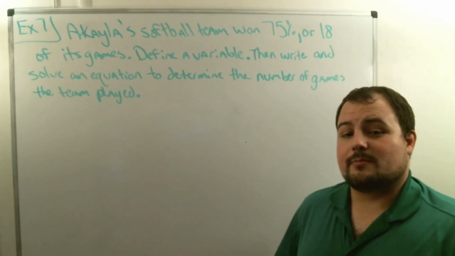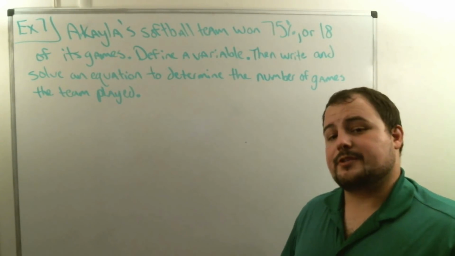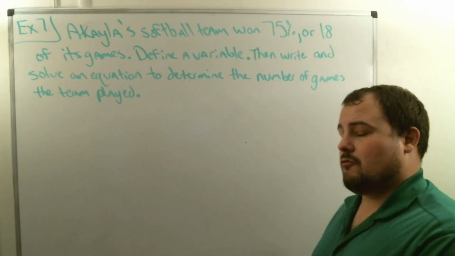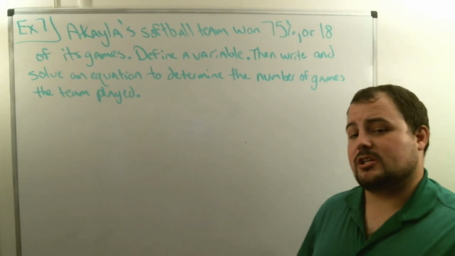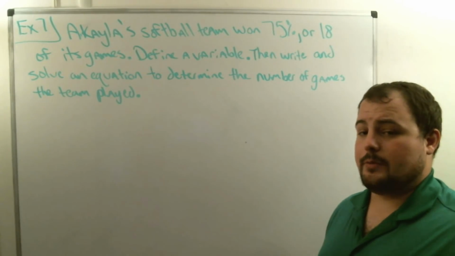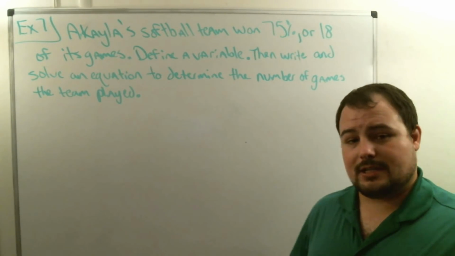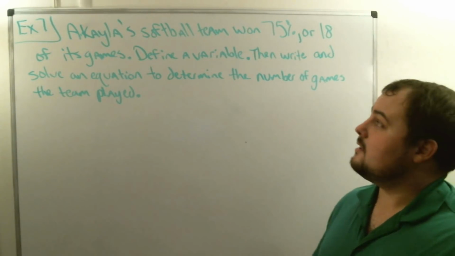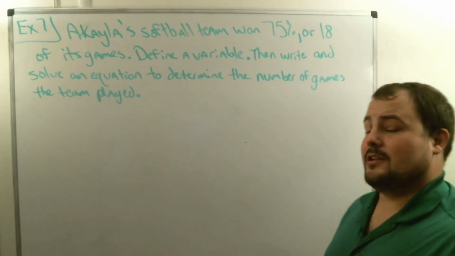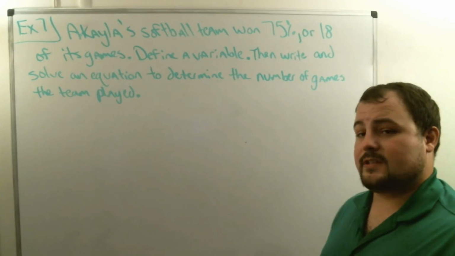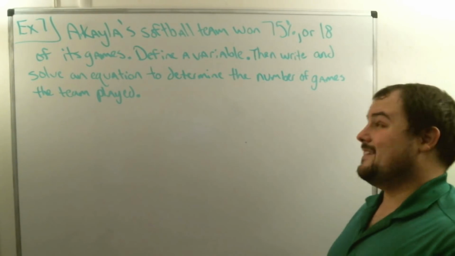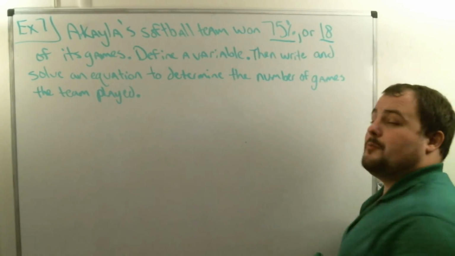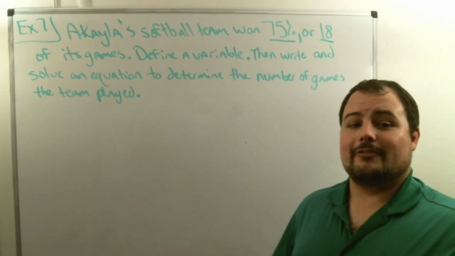For our last 2 examples, we're going to be looking at some word problems, and our job is to define a variable and then to actually write down an equation and solve that equation for the variable. So here is an example of the problem. It says Kayla's softball team won 75%, or 18, of its games. So 75% is 18 of its games.